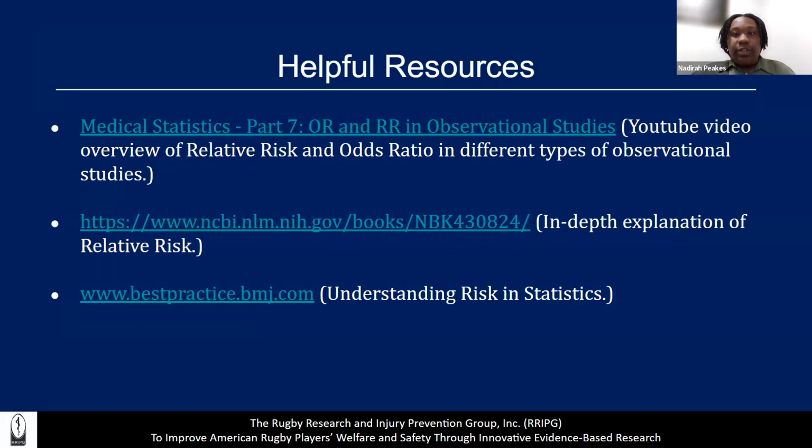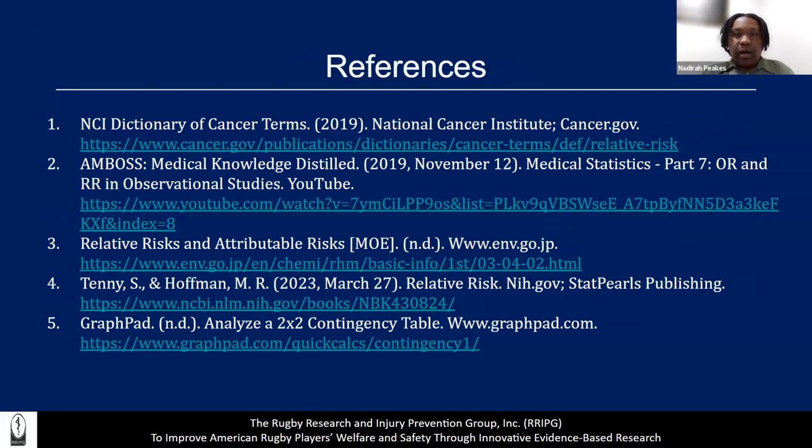Here are some helpful resources outlined that go more into depth of relative risk. These are the specific references that I use in this presentation.